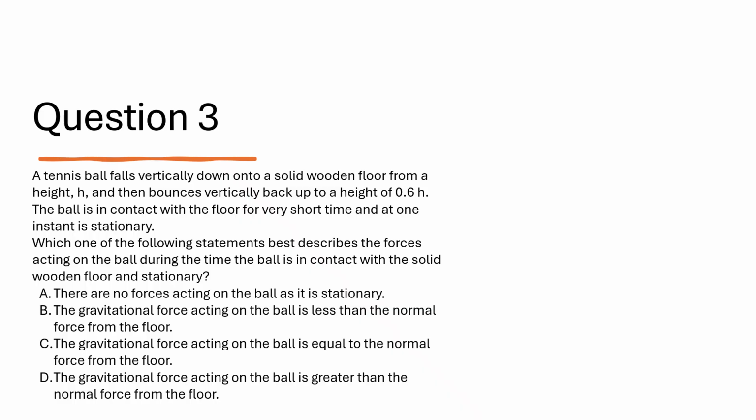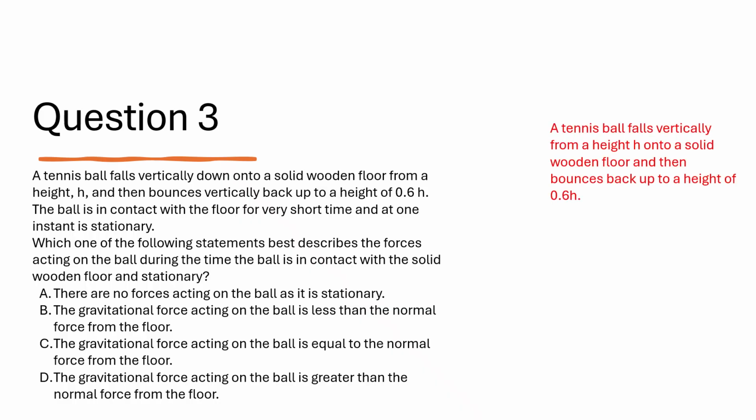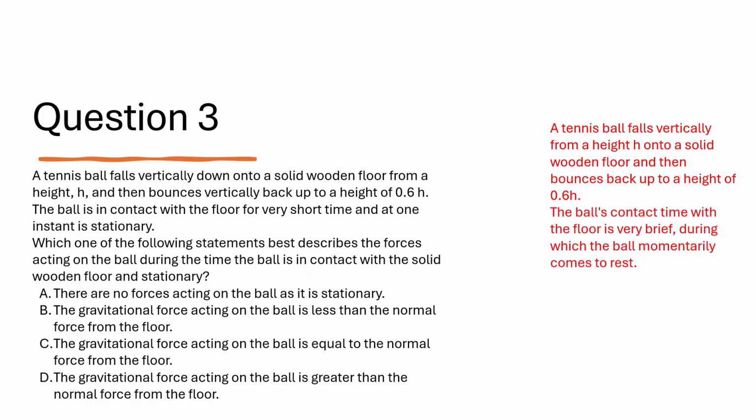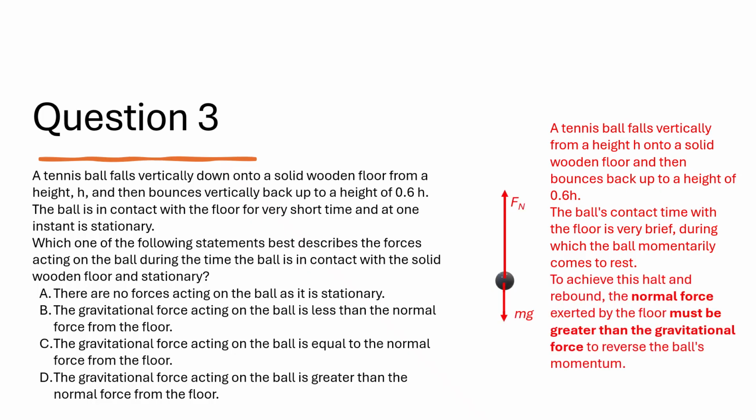A tennis ball falls vertically from a height h onto a solid wooden floor, and then bounces back up to a height of 0.6 h. The ball's contact time with the floor is very brief, during which the ball momentarily comes to rest. To achieve this halt and rebound, the normal force exerted by the floor must be greater than the gravitational force to reverse the ball's momentum.